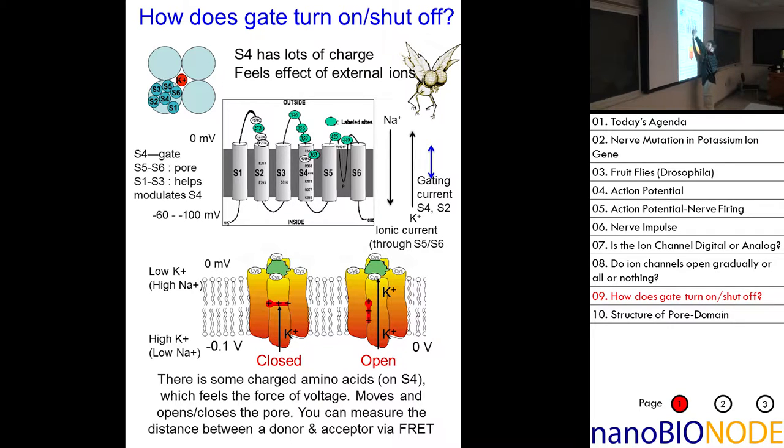So you can imagine, let's say this is 0, minus 0.1. So when it's closed, it is down like this. And then when it's zero, it tends to have a spring which brings it back over there. And in fact, that's exactly correct, that S4 tends to be the voltage sensor. It turns out that S2 has a little bit of the voltage sensor. It has some plus charges also. Yes? What is this line?